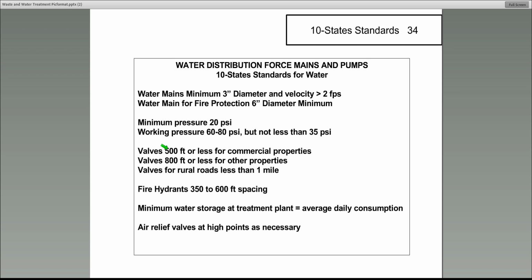Okay, the valves are 500 feet or less apart. And for other property, that's for commercial properties. For other properties, they can be as far as 800 feet apart. The valves for rural roads are less than 1 mile. So you can't go over a mile without having valves for the distribution system. Fire hydrants, usually 350 to 600 spacing. And the minimum water storage at a treatment plant is the average daily consumption. I went over that before. So the minimum water storage has to be the average daily consumption. And air relief valves are at high points as necessary.